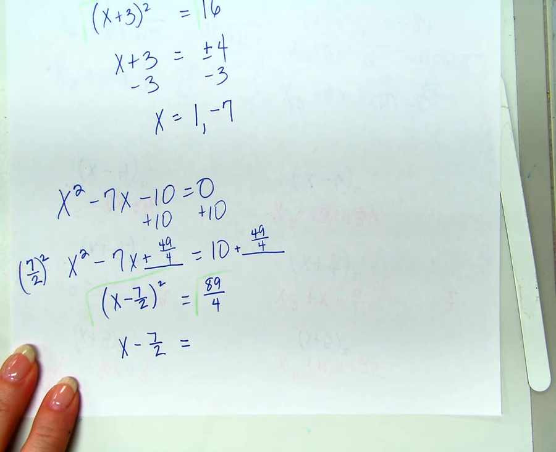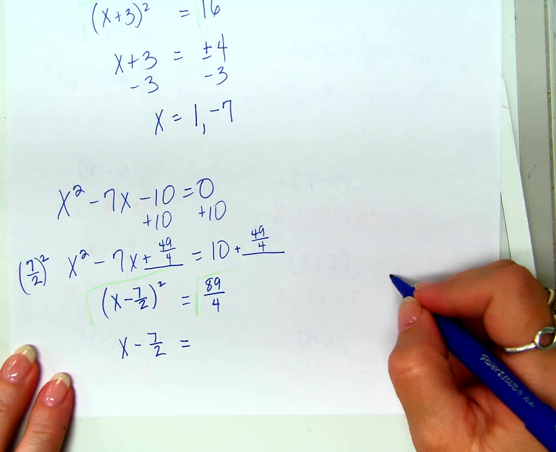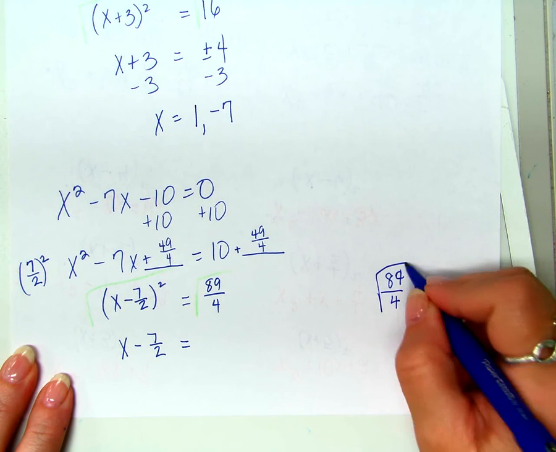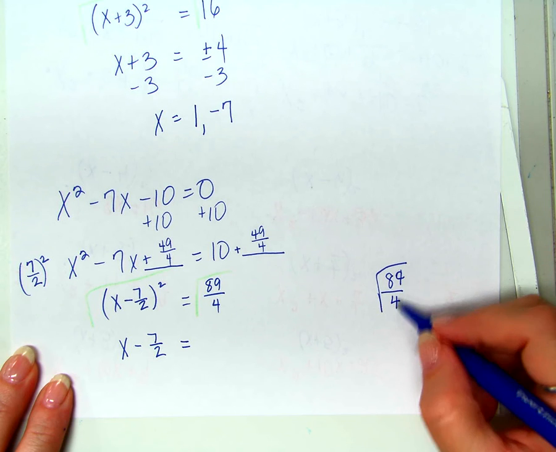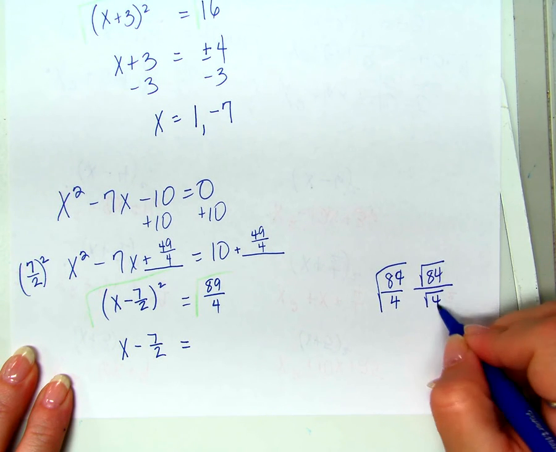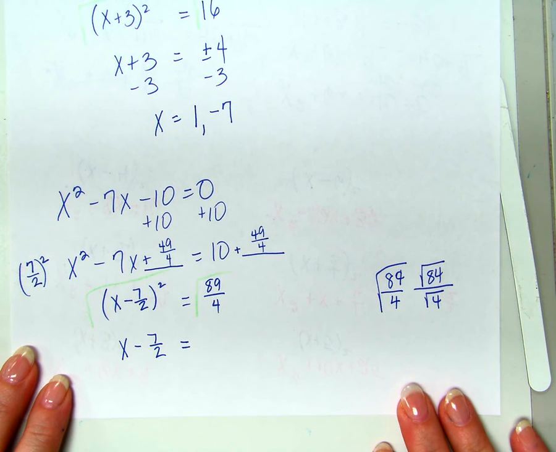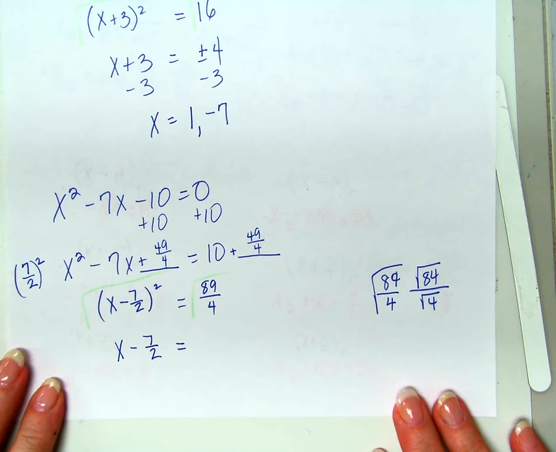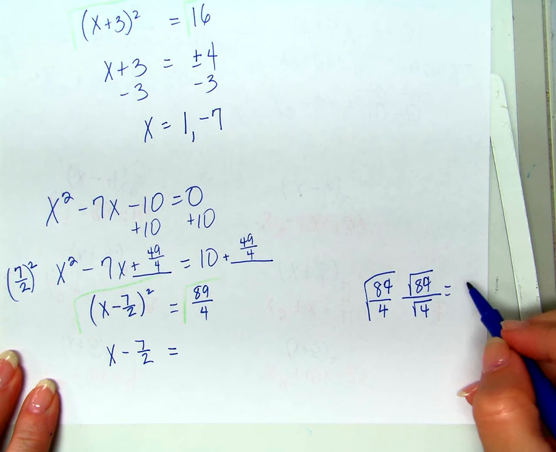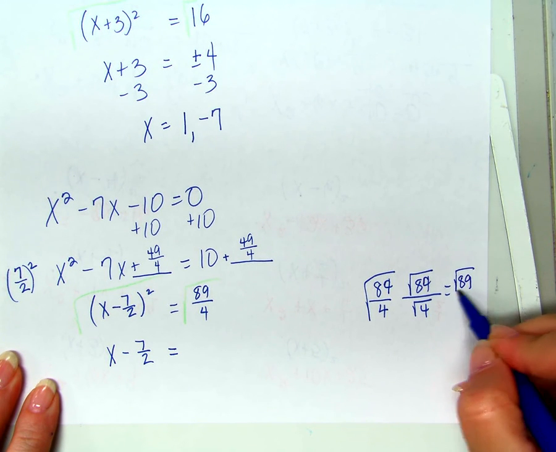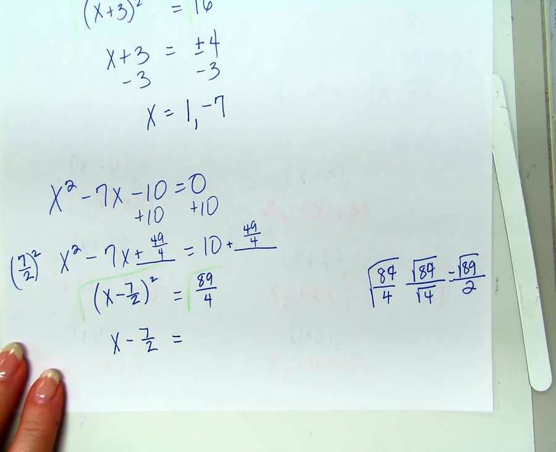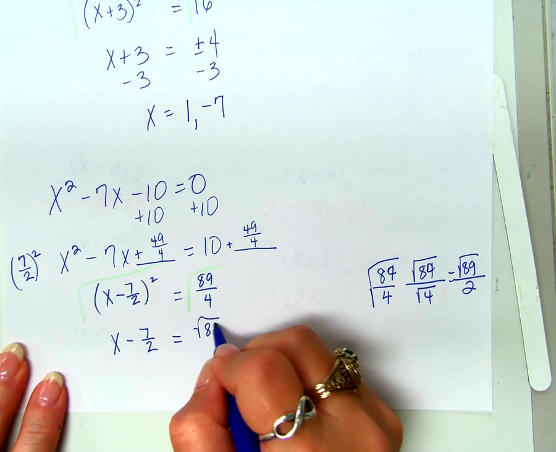equals. So here's something weird, right? I've got 89 over 4, and I'm taking the square root of it. Remember when we square root fractions, aren't I taking the square root of the top and dividing it by the square root of the bottom? Do I know one of those? I know 4, don't I? That's really the same as the square root of 89 over 2. You okay with that? So this is the square root of 89 over 2.